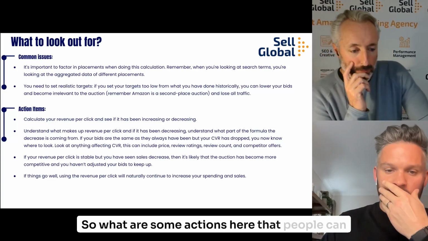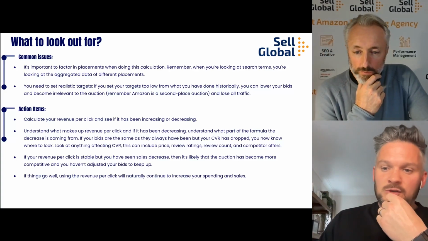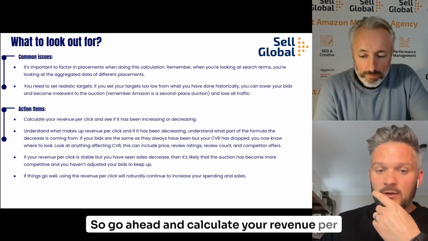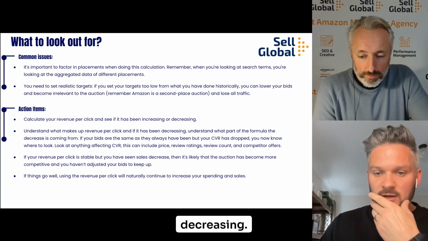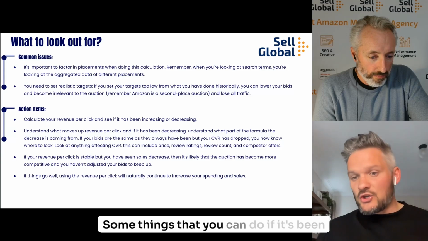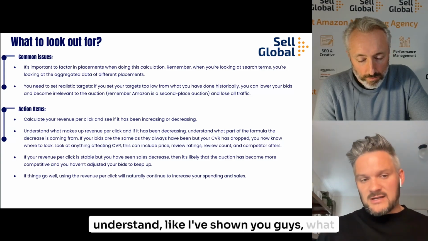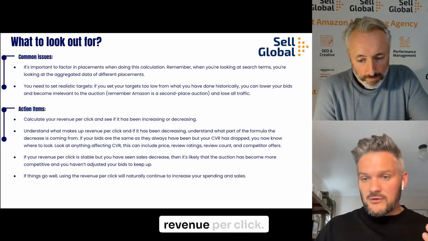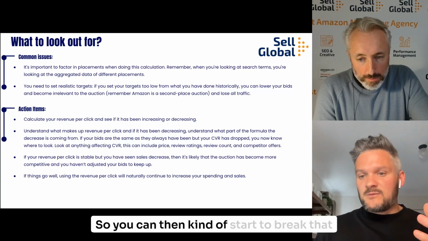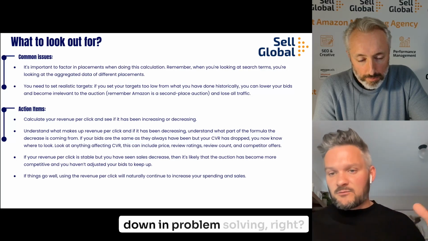So what are some actions here that people can take? Go ahead and calculate your revenue per click. See if it's been increasing or decreasing. Some things you can do if it's been decreasing: understand, like I've shown you guys, what the revenue per click is made up of, so you can then start to break that down in problem solving, right?